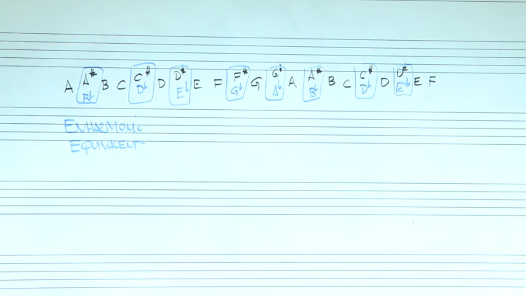You should write that on the back of the page. Copy that thing in its entirety. I did. I wrote it right here. That's the chromatic number line. That's the basis of half steps and whole steps.